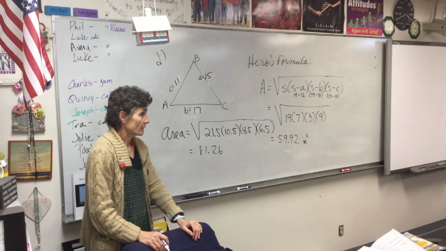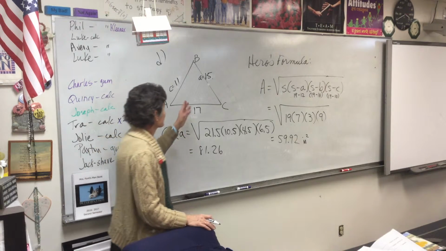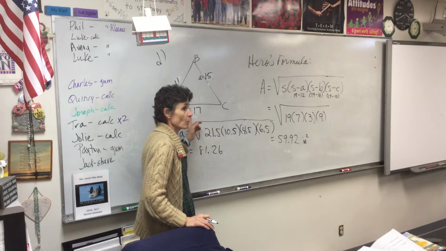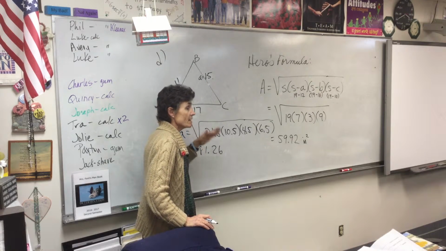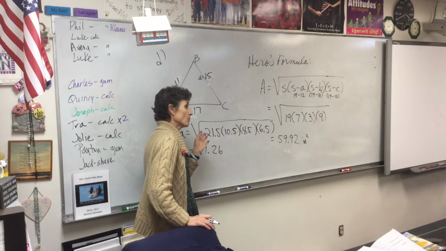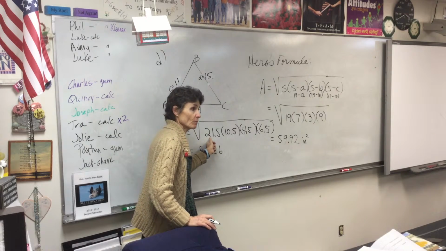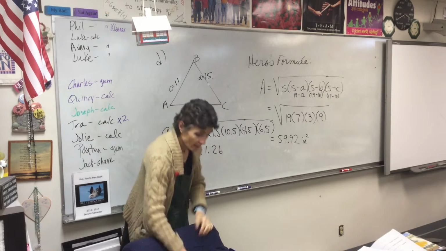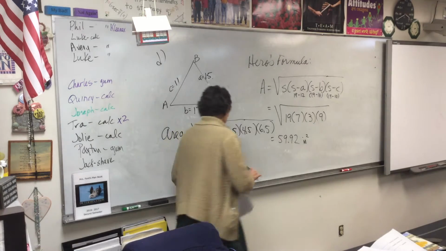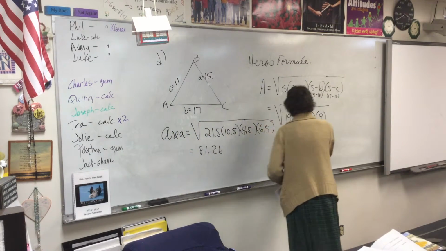That's Hero's formula. Notice, what was the given? What did I start out knowing? All 3 sides. And that's good, because if I know all 3 sides, then I can find my perimeter, right? My semi-perimeter. Okay, well, let's look at problem B, because problem B is a little bit different.